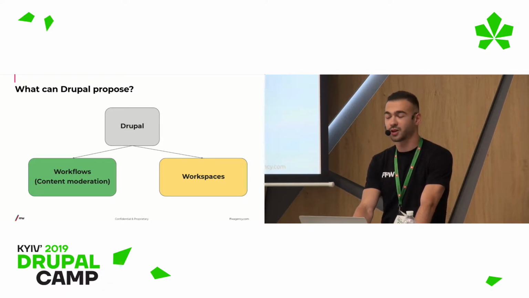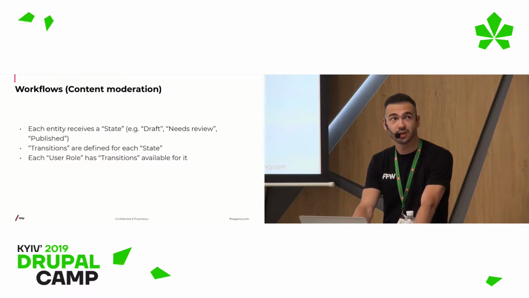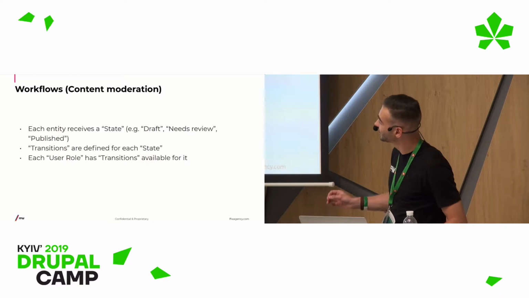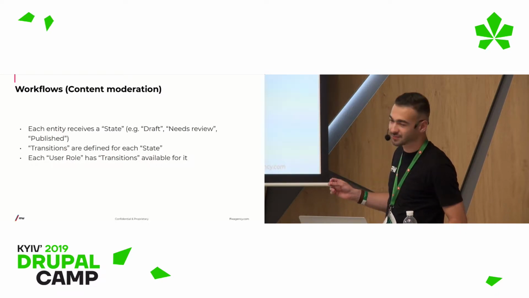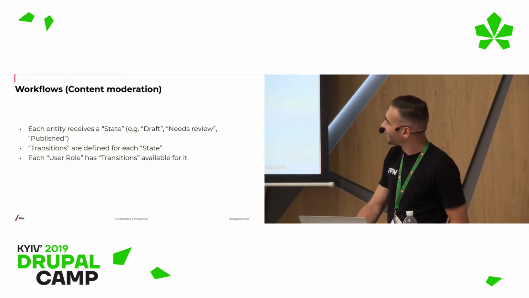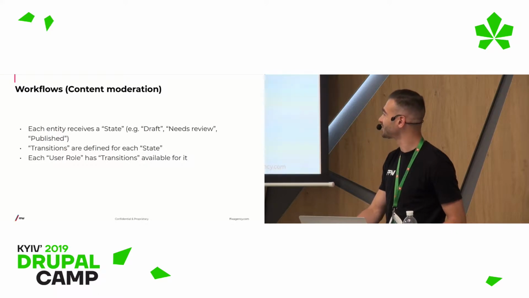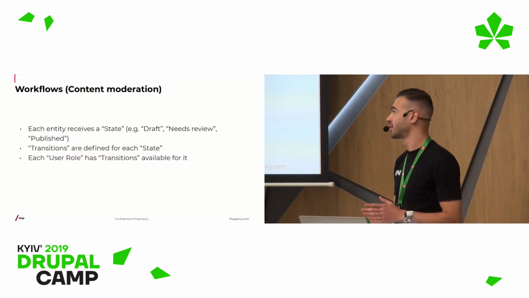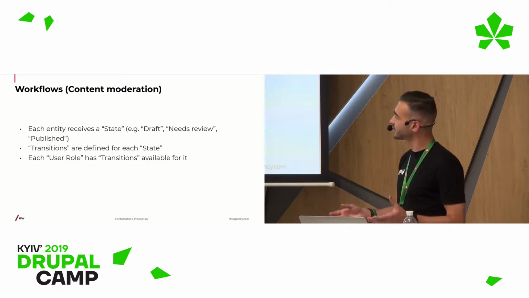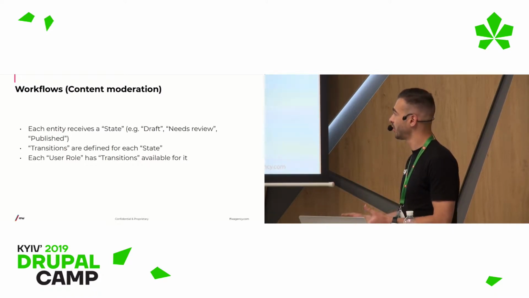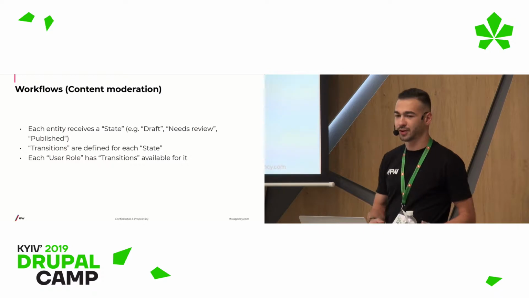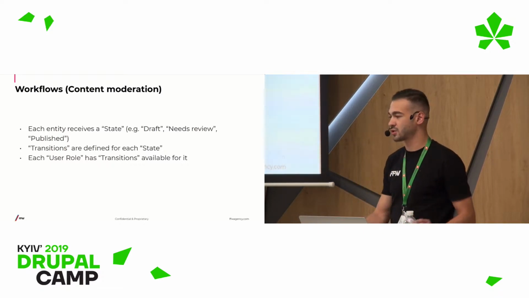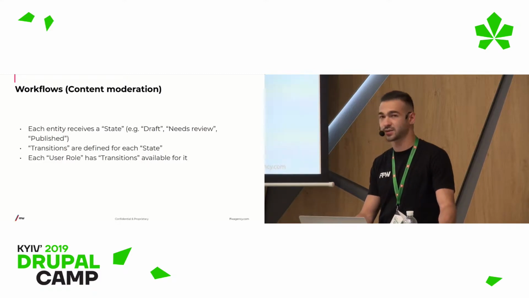So talking about workflows, what do we have there? I'm going to be a little bit technical here because we're at DrupalCamp, right? So each entity gets a state. A state could be draft, could be needs review, and could be published. There could be more of these states in case your flow requires it.